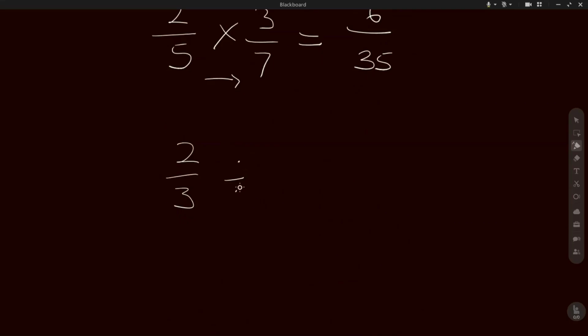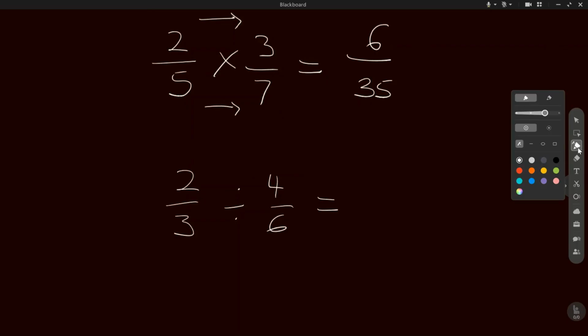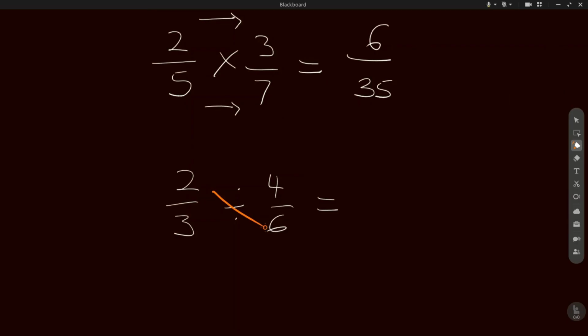So for division, we have 2 over 3 divided by 4 over 6. Don't forget that for multiplication, we just multiply the numerators and the denominators. But for division, we will be multiplying this way. You multiply this way over, then you multiply this way. That is 2 times 6 would give 12 over 3 times 4 would give 12. 12 divided by 12 will give 1.